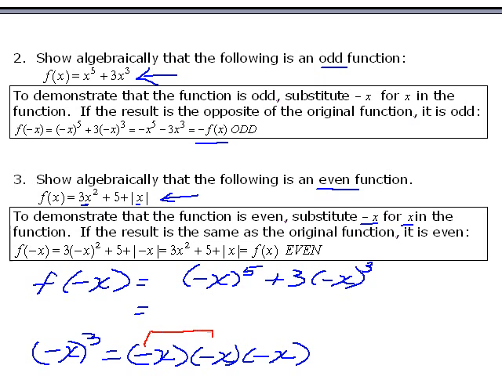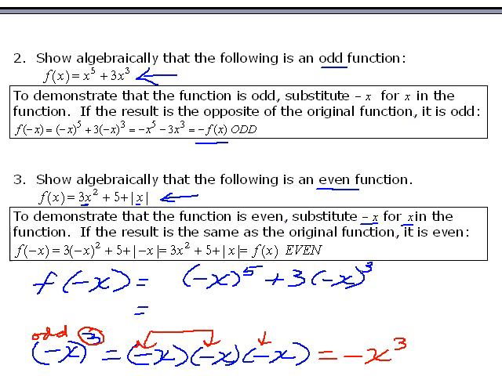Well, these two negative signs go away, but this one remains. The answer is negative x cubed. All right? That holds true as long as that exponent is odd. If that's odd, you'll end up with a negative sign left over.